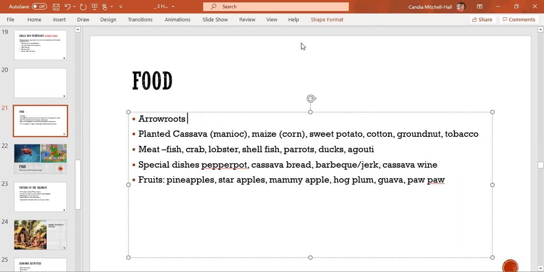In terms of meat, both of them would have had fish, crab, lobster, shellfish, parrot, ducks, agouti. Special dishes, very much the same: pepper pot, cassava bread, barbecue / jerk, cassava wine. Fruits, they would have also used some of the very same fruits. All right? Pineapples, star fruits, mammy apple, hog plum, guava, papaya. So these are some of the foods that they would have had, same as the Tainos. The only difference is that arrowroot was not a part of the Tainos diet.